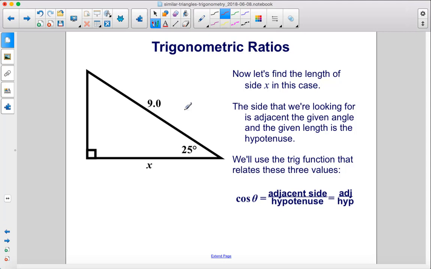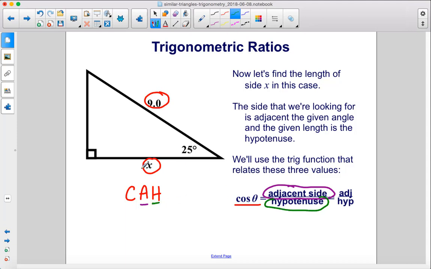Now let's find the length of side x in this case. The side that we're looking for is adjacent to the given angle, and the given length is the hypotenuse. We'll use the trig function that relates these three values. That would be cosine. Using our mnemonic device, SOHCAHTOA, we know that CAH, the middle part, is cosine equals adjacent over hypotenuse. And that is what we have here, the adjacent side and the hypotenuse. So we will use cosine theta.